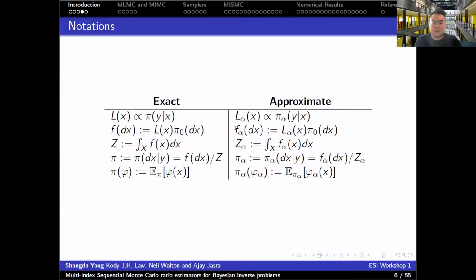So we can see here this f alpha is the approximation of the unnormalized target, and this Z and Z alpha are the normalizing constant, and Z alpha is the corresponding approximation. Okay, and we use this pi and pi alpha to stand for the normalized target.